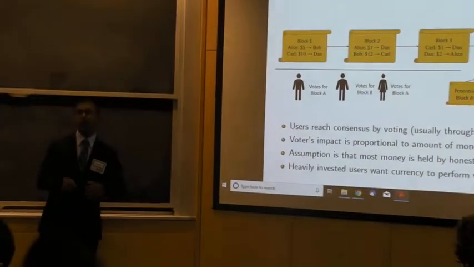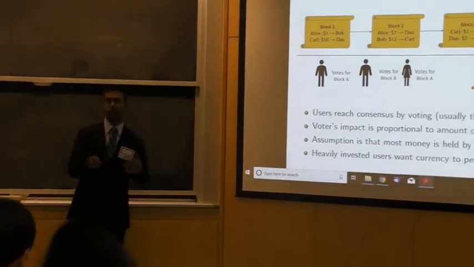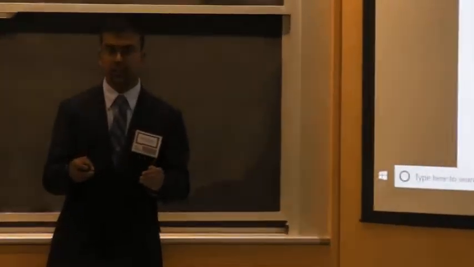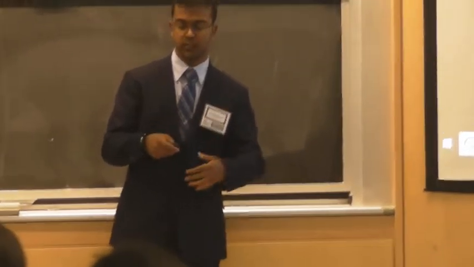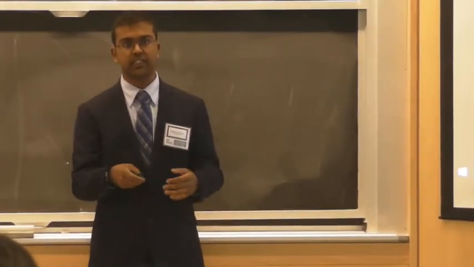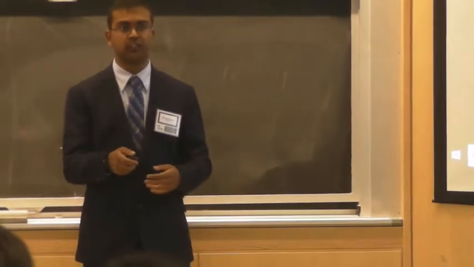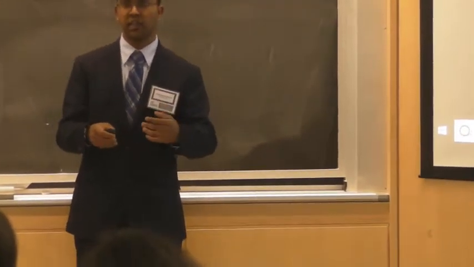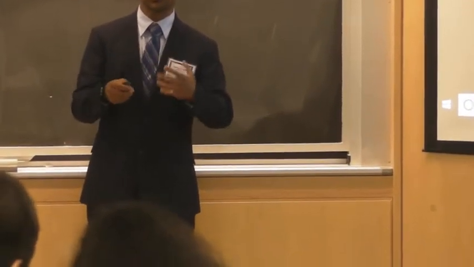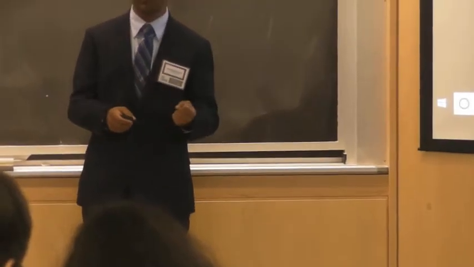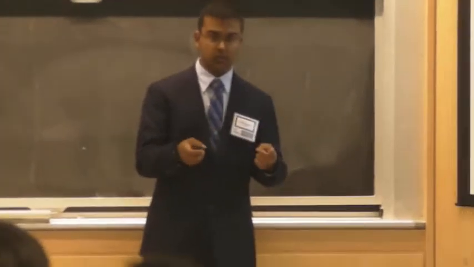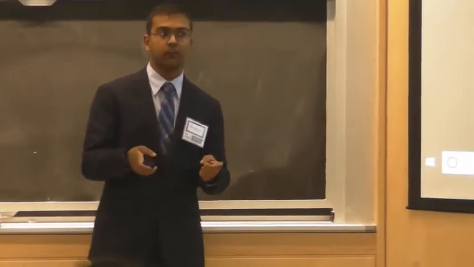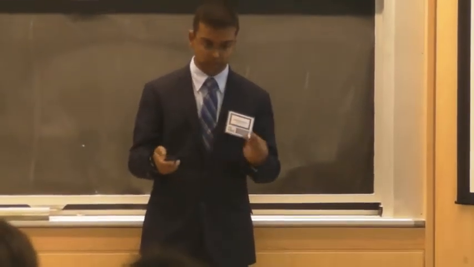Now, in proof of stake, a voter's impact is proportional to the amount of money that they have. The assumption is that most of the money is held by honest users. The reason for this is, say an adversary wanted to attack a proof of stake cryptocurrency. To attack it, they would first need to get a large percentage of that currency, and this would be very expensive. Second, once they start attacking the cryptocurrency, the price would drop, and so the attack would be even more expensive because they would be losing the money that they have.